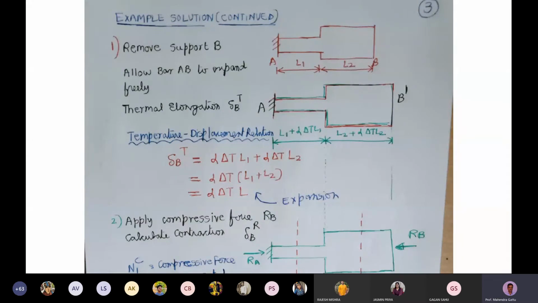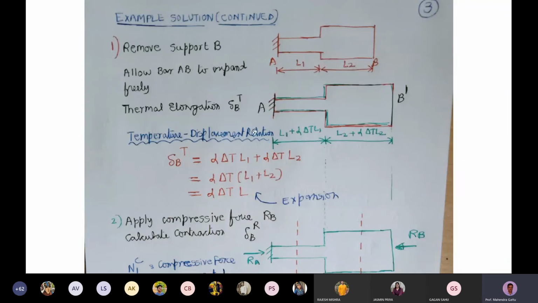Okay. So this bar will expand. Segment 1 will expand by a certain amount, and segment 2 also will expand by a certain amount. That elongation is obtained from the temperature displacement relation. So the elongation in segment 1 is alpha delta T, where delta T is the rise in temperature, times the segment length L1. So that is alpha delta T L1. And the elongation in segment 2 will be alpha delta T L2. So the net elongation of the bar will be the sum of those two elongations, which is alpha delta T into L1 plus L2. So L1 plus L2 is L.